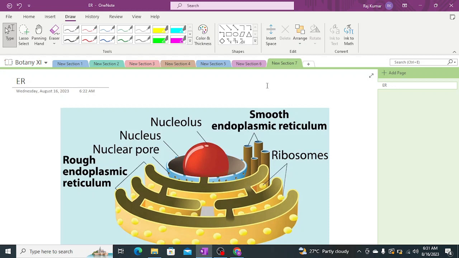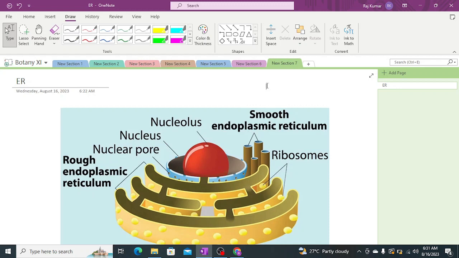Rough endoplasmic reticulum is also used in hormone secreting cells, because hormone secreting cells require protein. Other cellular components also require a protein structure. This protein is made with the help of the ribosomes of the rough endoplasmic reticulum.